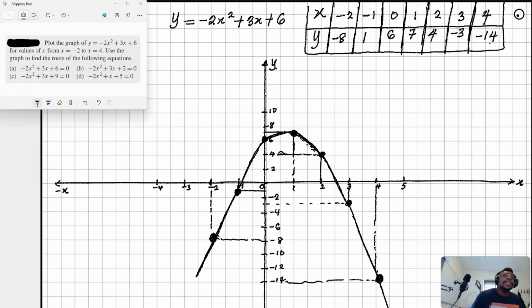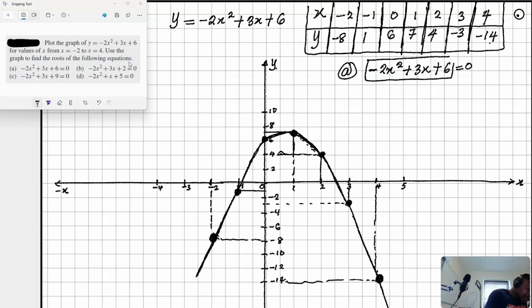So now we see that we have to plot, which we have done. Use the graph to find the root of the following equation. Okay, A says we should find the root of minus 2x squared plus 3x plus 6 is equal to 0. Remember that this is the exact equation here, which is a function here. If I compare this with this, minus 2x squared plus 3x plus 6 is equals to y, right? Because y is equals to that.